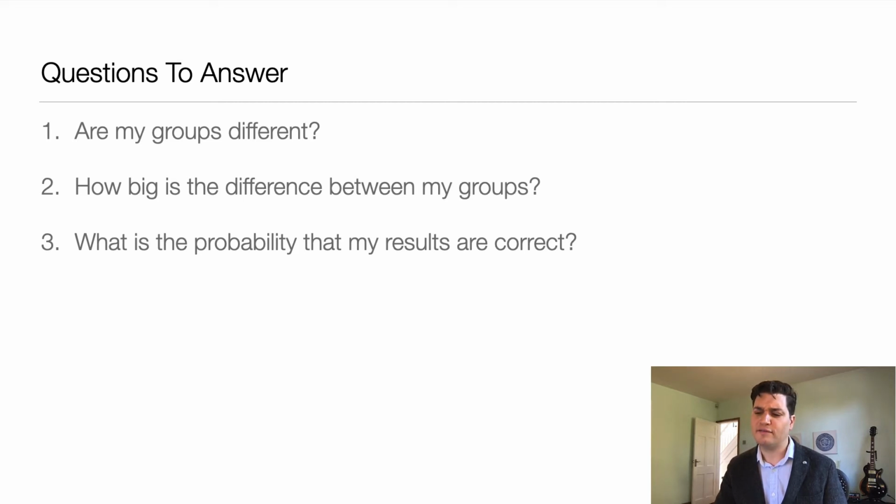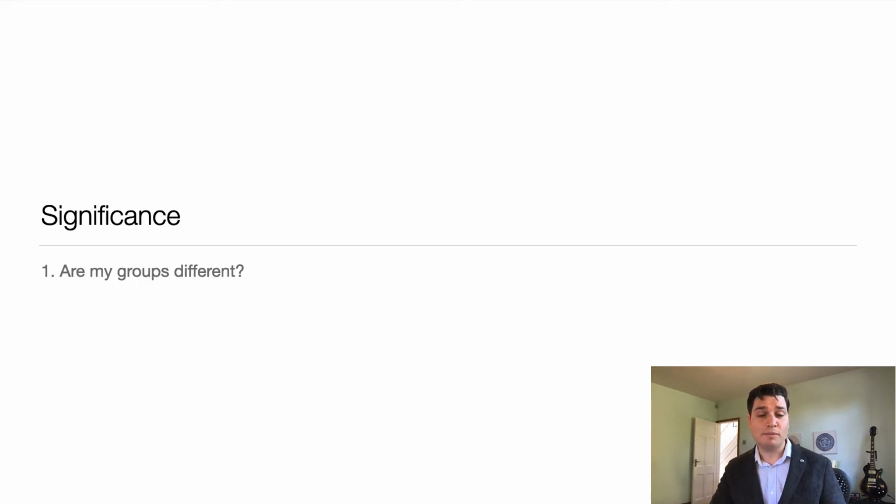Now, I give men something and I do a test and get a score. I give women something and do a test and get a score. Are their scores actually different because we've got a wide range of numbers? How big is the difference between my groups? And what is the probability that my results are actually correct? And we're going to answer those 3 questions with basic concepts. So the first one is significance.